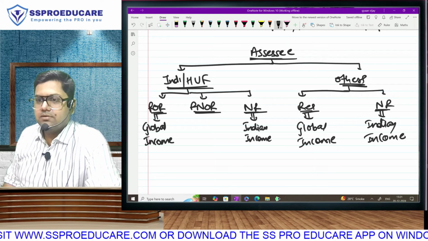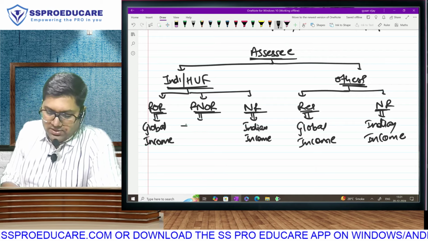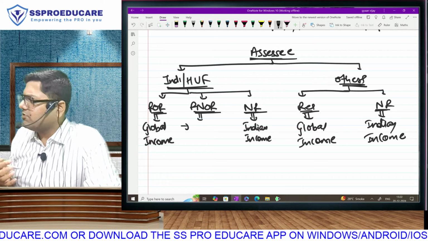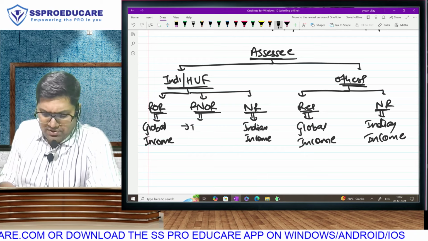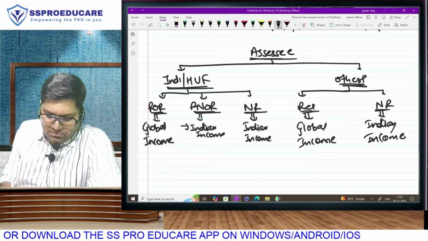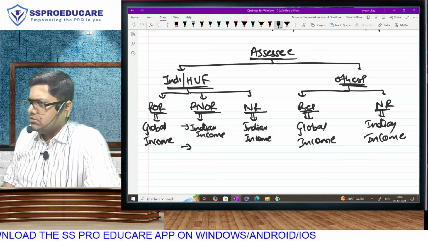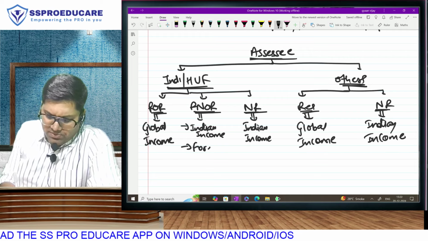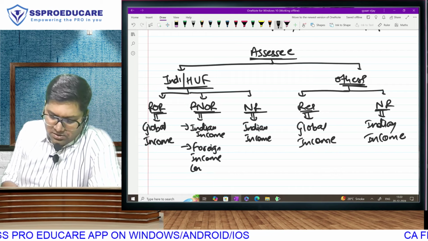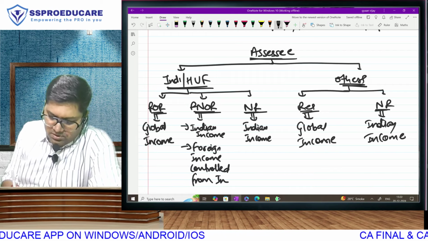Ye correct hai? Let me see if you are able to answer. First income which is guaranteed definitely taxable without thinking too much. Indian income will be taxable for sure. But sir, somewhere we were taught that non-resident has to pay tax on foreign income also. So foreign income also. But sir, which foreign income? Any foreign income that is being controlled from India.